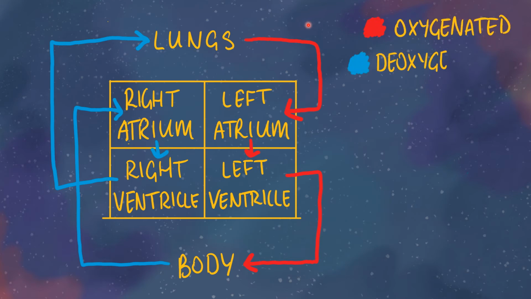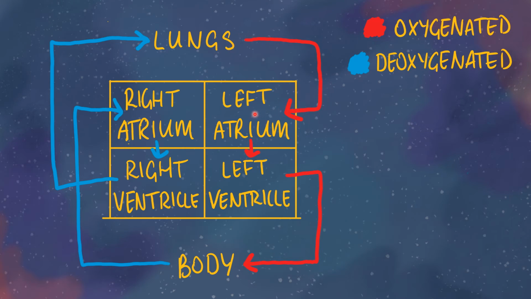Okay, I want you to do a little key at the side, please. So for me, red means oxygenated and blue means deoxygenated. So if it's oxygenated, it means it's got oxygen. If it's deoxygenated, it means it doesn't have oxygen anymore. So the reason our blood goes through our lungs is because obviously when we breathe in, we are breathing in oxygen. That oxygen diffuses into our blood. So once it's been to our lungs, it's got oxygen in it. So the red represents oxygenated.